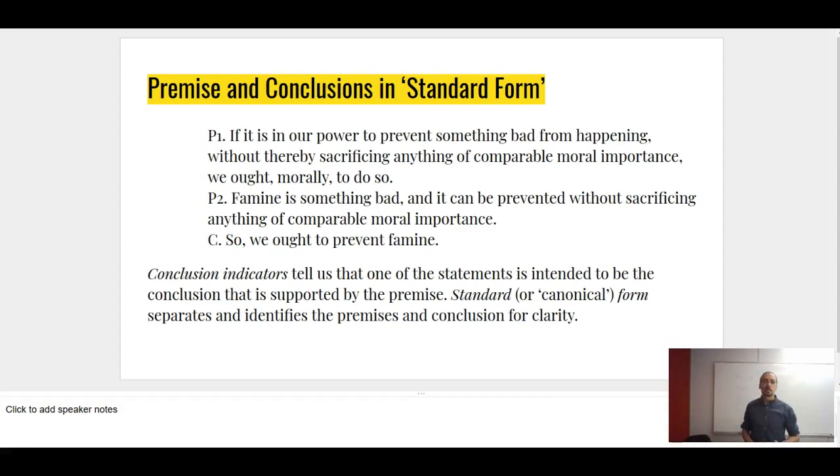That's Peter Singer's argument. So the idea behind standard form, where I separate premises from conclusion, is that we're going to identify the premises and separate them out from the conclusion, for clarity and understanding of exactly how the premises support the conclusion.